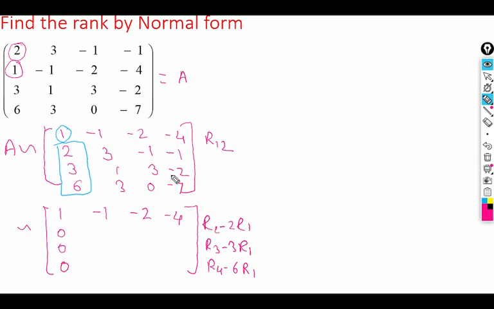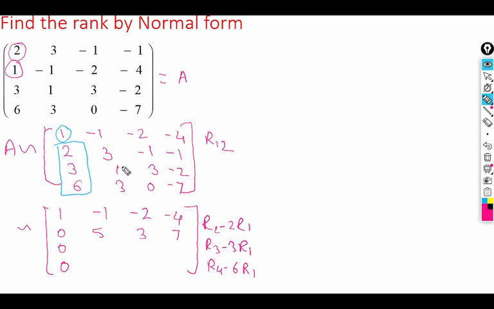So here is R2 minus 2R1. So 3 plus 2, 5. Minus 1 plus 4, 3. Minus 1 plus 8, 7. Come to the third row now.